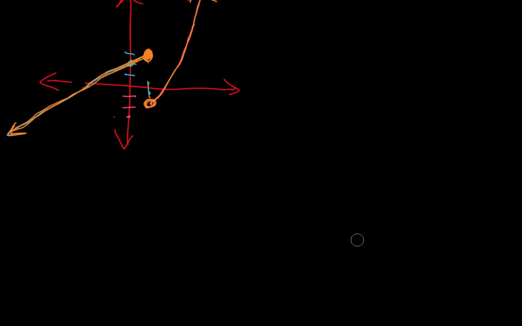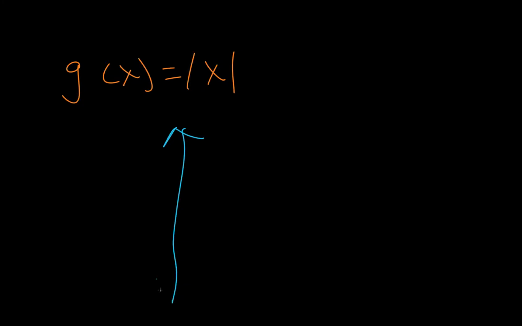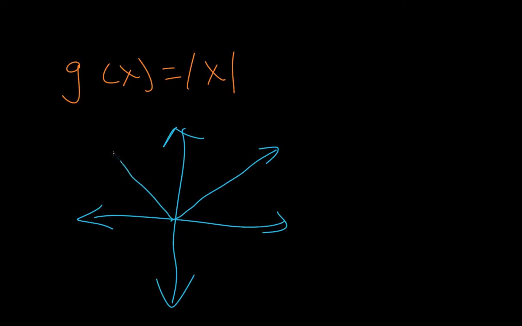Now, there's another part on this assignment that talks about the absolute value function. So if we have y equals absolute value of x, or here, let's do that in functional notation. So let's say g of x is equal to the absolute value of x. If we graph that on a calculator, or if we know what it looks like, a V, like that.